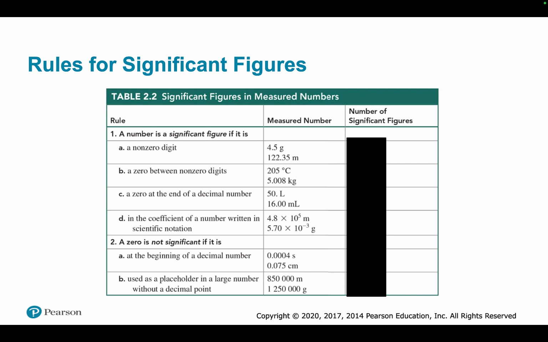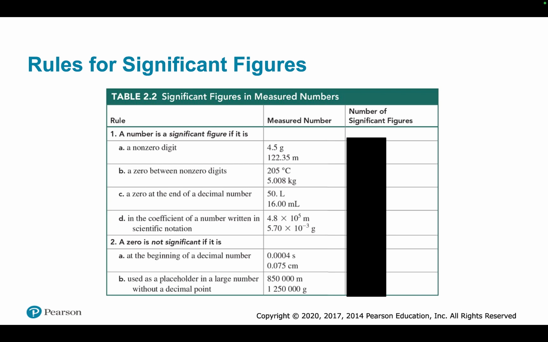In our next example, we have a 0 between non-zero digits. So again, this is our sandwich situation. The 2 and the 5 in that 205 degrees Celsius are both significant because they're non-zero digits. The 0 is sandwiched, and so that is also significant. So that would have 3 significant figures. Whereas in 5.008 kilograms, those 2 zeros are sandwiched, and we have 4 significant figures.